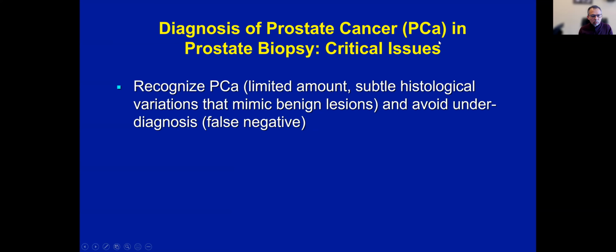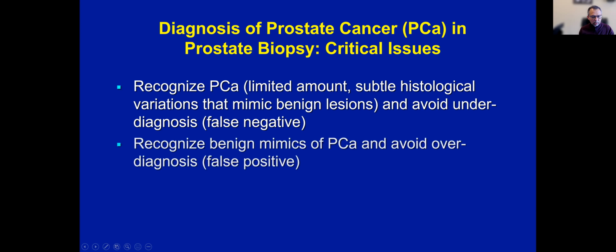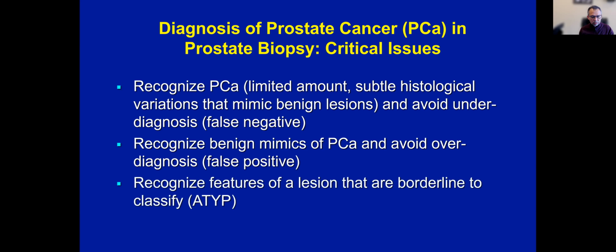When you encounter prostate needle biopsies, there are three typical critical issues that you have to face. First is recognize the prostate cancer and avoid underdiagnosis or false negative diagnosis. Recognize various benign mimics of prostate cancer and avoid overdiagnosis. And finally, recognize features of a lesion which are not fitting into one of these two buckets and would be referred to as a borderline or atypical lesion.